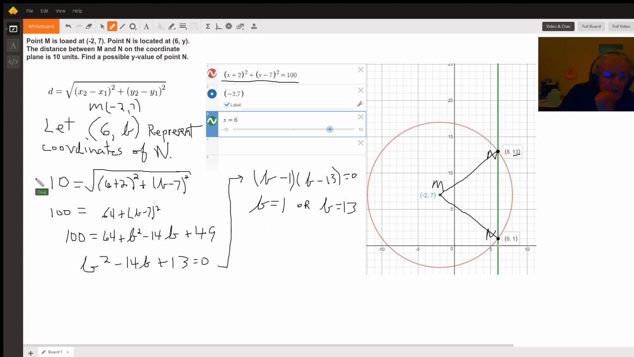Technically, since we solved a radical equation here by squaring both sides, we need to check these solutions in the original equation, but I think you'll find that they work. So there's your answers.